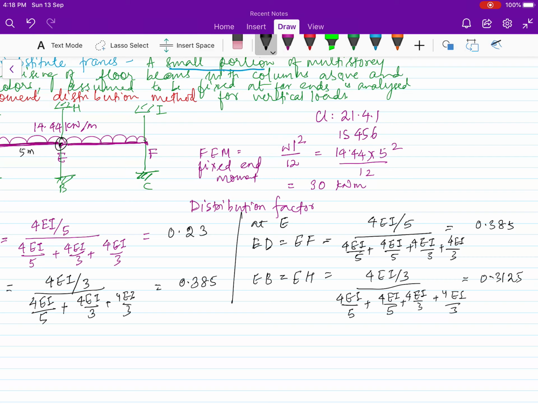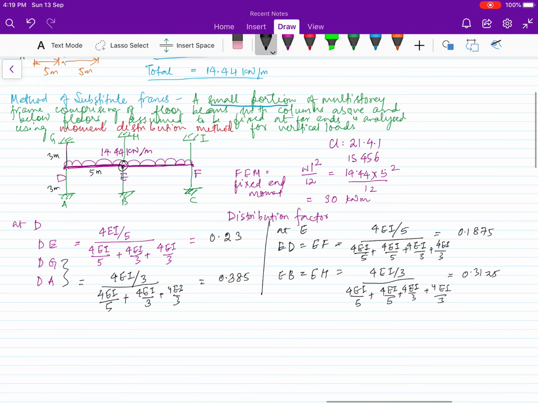Let me calculate again. So this is at ED, 4EI by L by summation of all the stiffness, so this comes 0.1875 and EB is coming 0.3125. Okay. So we have calculated the distribution factor.